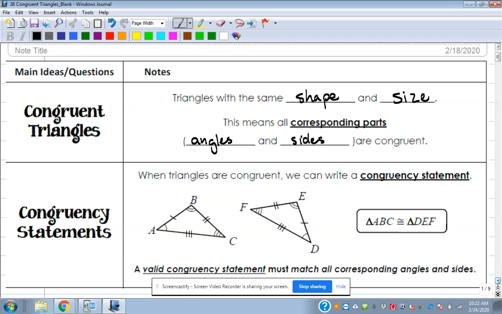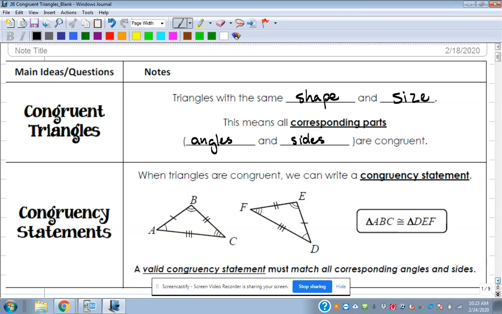Okay, so when triangles are congruent, we can write a congruency statement. For this particular example, we have triangle ABC is congruent to triangle DEF. It has to be in that order, or in corresponding parts order. Angle A is congruent to angle D because they have the same marking on them. The congruency statement has to be in the same order that they're congruent to one another in. So the order of the letters matters.